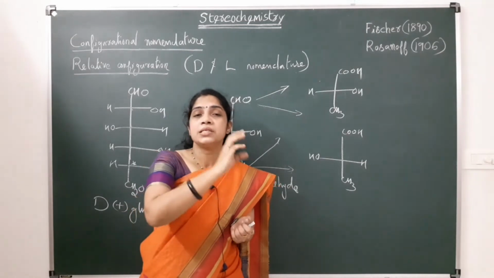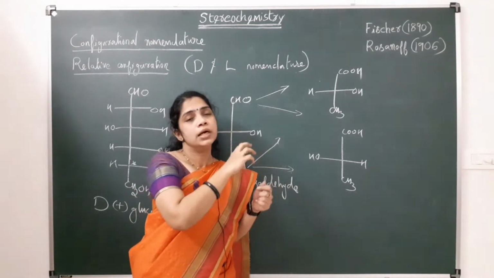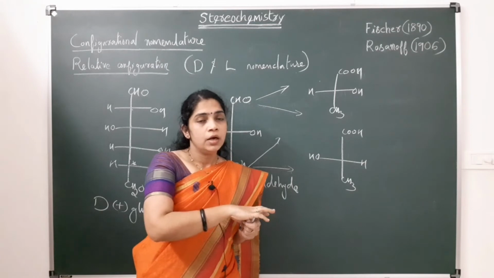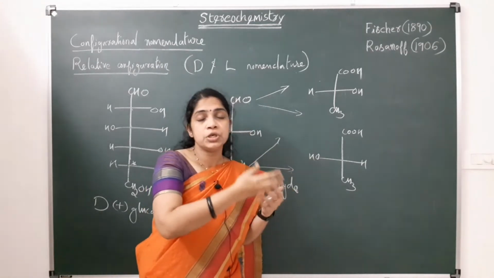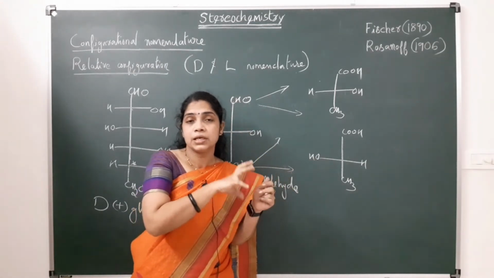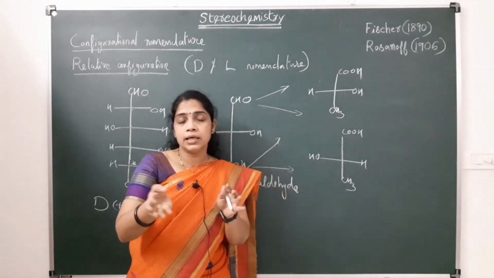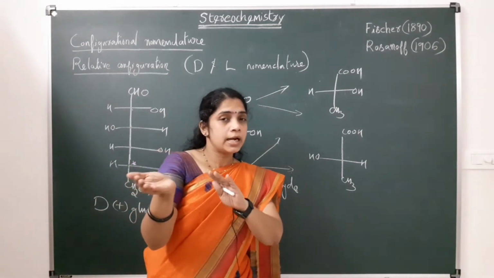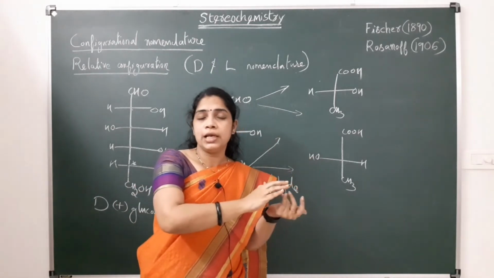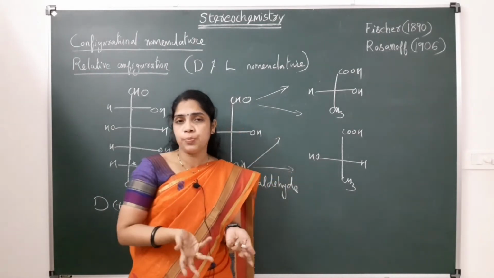He only explained that if any molecule can be synthesized from this D plus glyceraldehyde, or if a chemical transformation is possible with D plus glyceraldehyde, that belongs to the D family. And other things, that is, if OH is on the right side, that is D, if OH is on the left side, that is L, he didn't explain at that time.